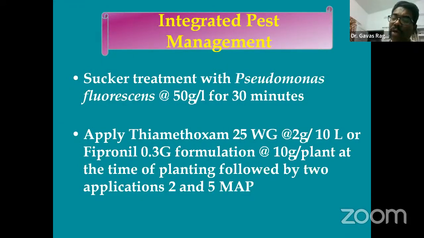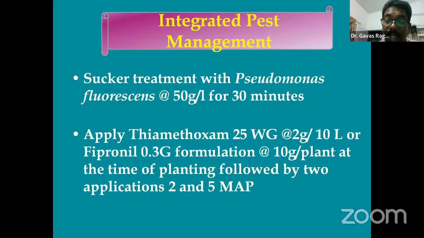We can also go for application of chemical pesticides like thiamethoxam. Thiamethoxam 25 WG at the rate of 2 gram per 10 liter can be poured onto the base of the plant, or we can also use fipronil. It's a granular formulation of insecticide. Fipronil 0.3 G at the rate of 10 gram per plant at the time of planting, followed by 2 applications, at the second month after planting and the 5th month. Application at the 5th month after planting is found to be an excellent chemical method in managing the rhizome weevil.